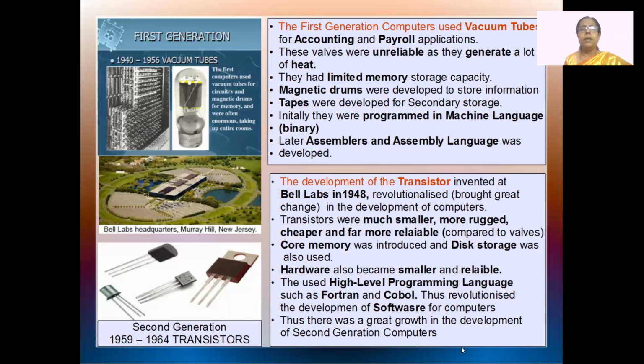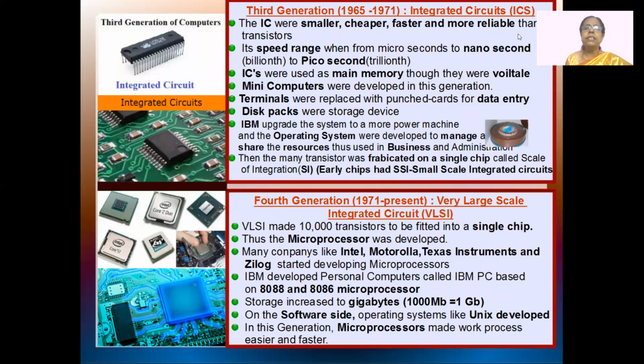The third generation computer, in the year 1965 to 1971, developed the integrated circuit. Now look at the third generation integrated circuit. It looks like that. We use it even today in our computers. This is the integrated circuit. It was much smaller. You can see it's very small. It's cheaper, faster, and more reliable than the transistors. So in the first generation you had vacuum tubes. In the second generation you had transistors. In the third generation we have the integrated circuits.